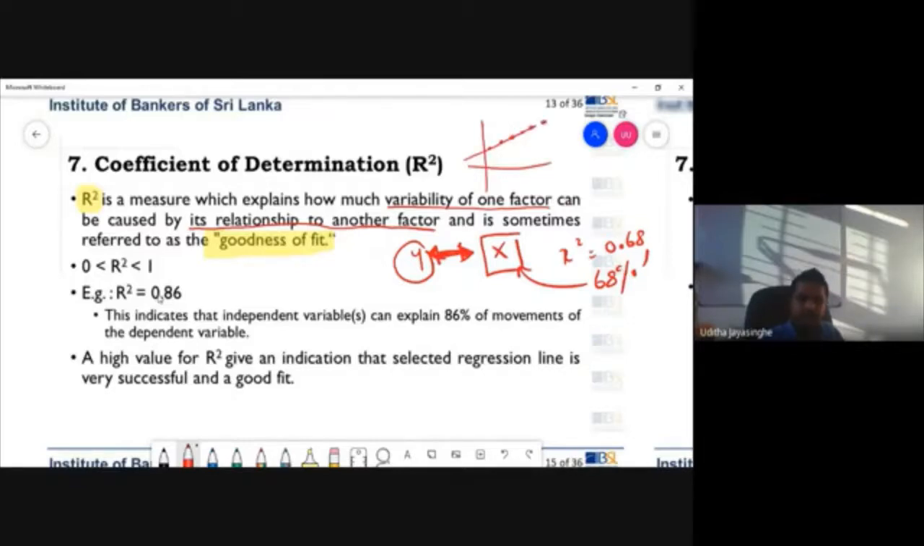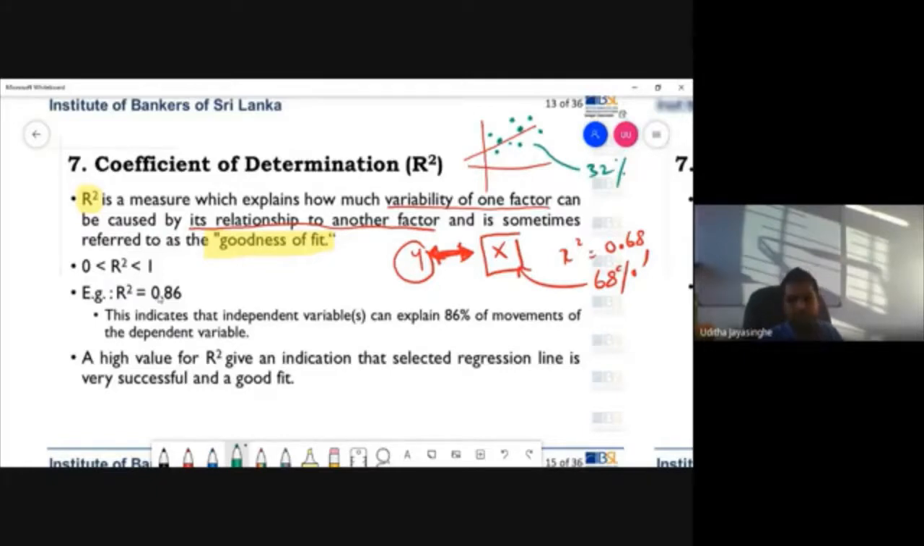Except for that case, the moment you see all these green dots I'm putting here, the moment you see all these points are here and there, there's a 32% chance that some of these x variable movements cannot be determined by the movements of the y variable.